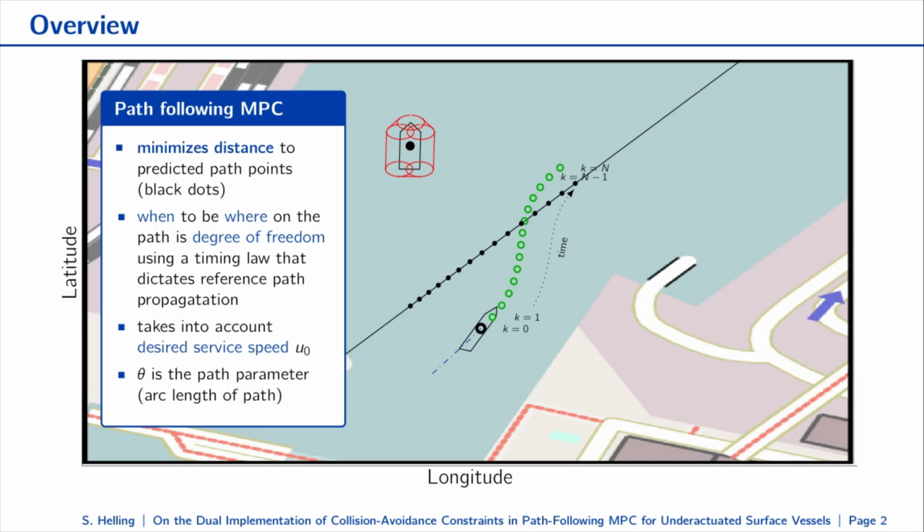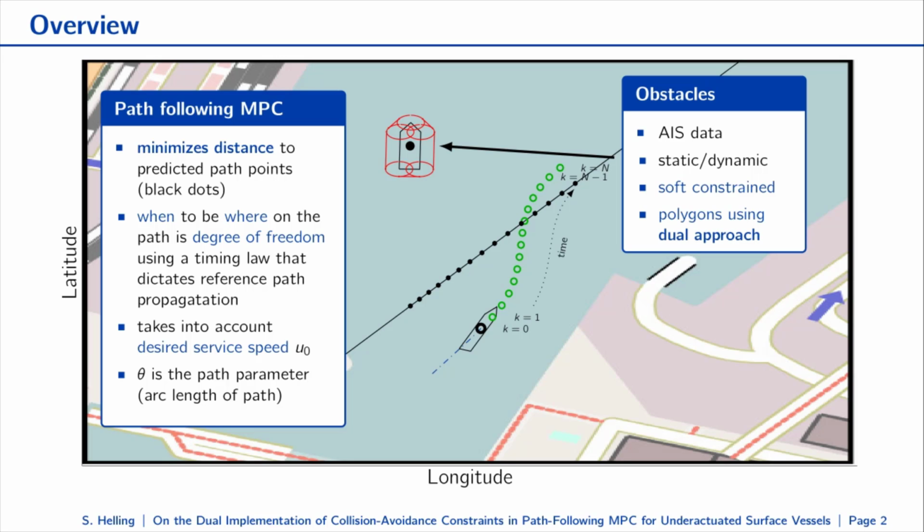The time evolution of the reference path is a degree of freedom to the model predictive controller. Therefore, a differential equation for the path parameter theta is introduced, which takes into account the desired service speed.